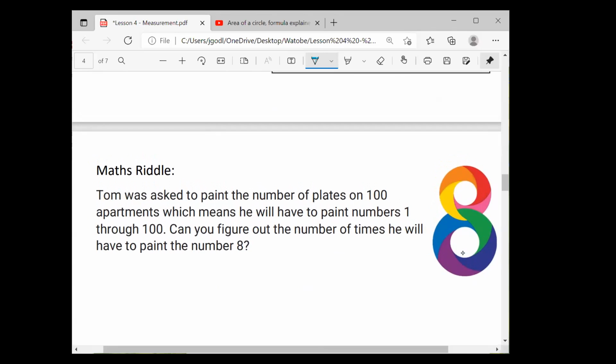Tom was asked to paint the number of plates on 100 apartments, which means he will have to paint numbers 1 through to 100. Can you figure out the number of times he will have to paint the number 8? What is my answer?